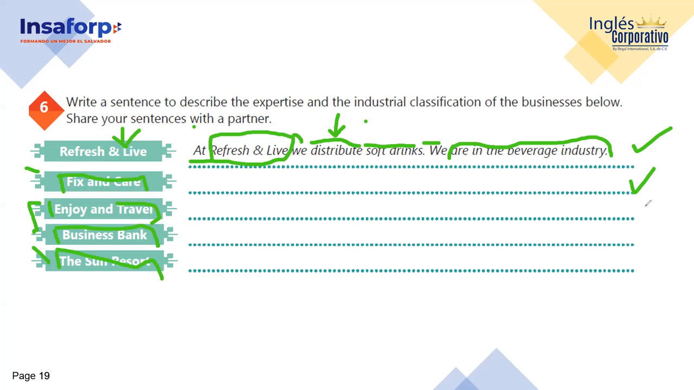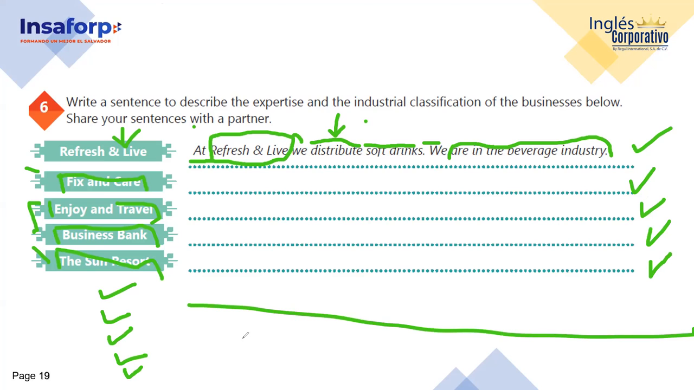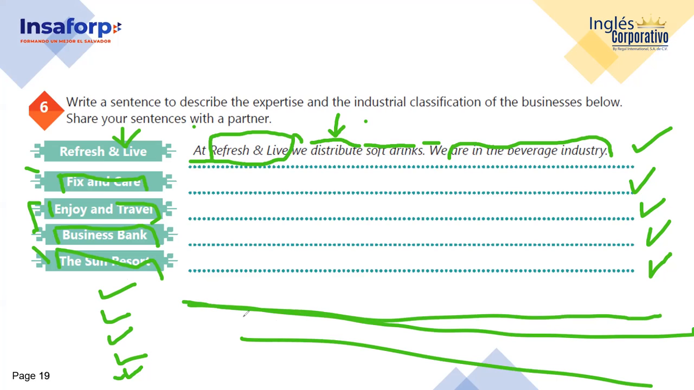Primero, we finish this exercise. Y después de haber terminado esto, usted va a seguir con las empresas de sus compañeros. Si son cinco, pues cinco descripciones más. Si solo son cuatro, pues cuatro descripciones de la industry más. Do you understand? Yes or no? Yes. Yes, teacher. Of course. That is what you have to say. Of course.